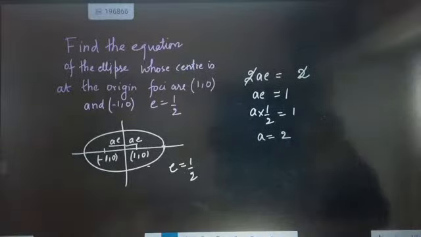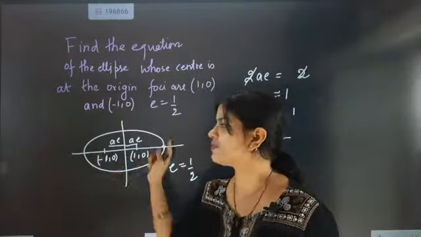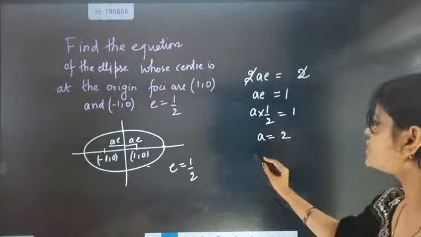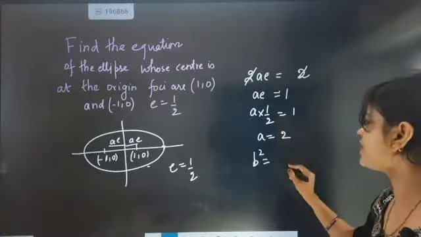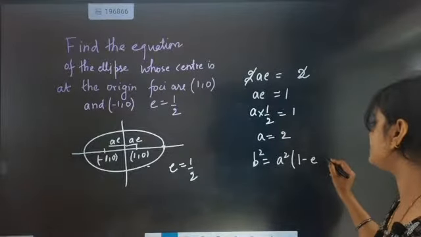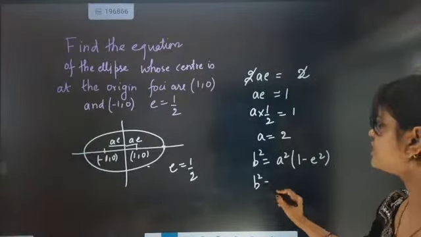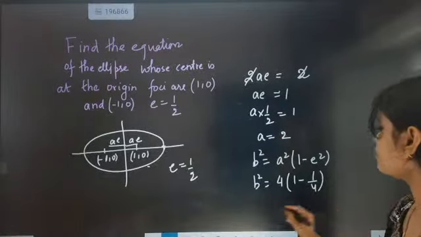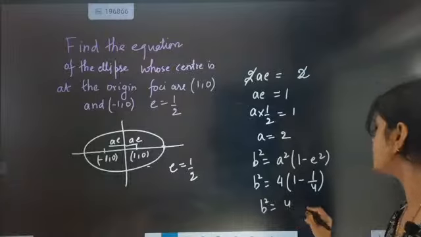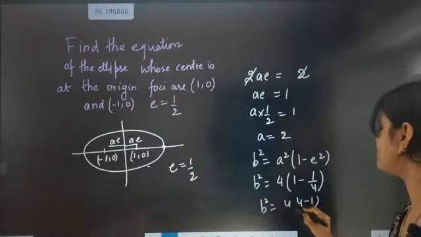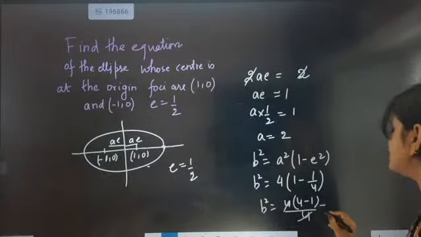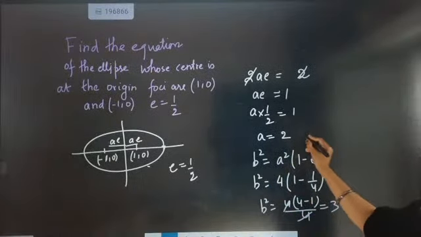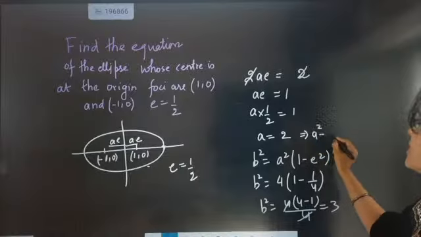Once you got A is equal to 2, since the major part of the ellipse is resting on the x-axis, we know which equation we can use to get B square. B square is A square times 1 minus E square. So B square equals 4 times 1 minus 1 by 4. The 4 cancels, and it is coming as 3. So B square is 3, A is 2, so A square will come as 4.